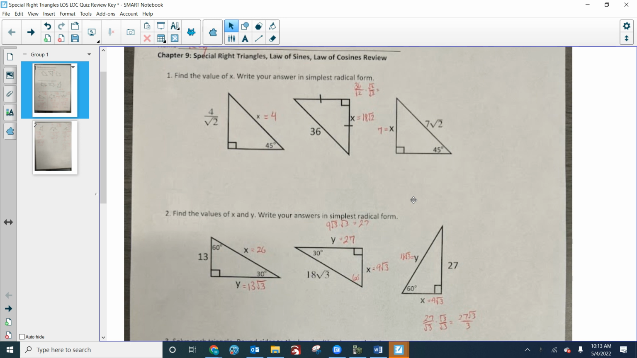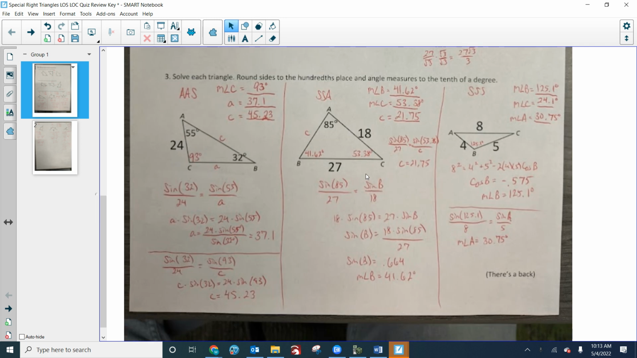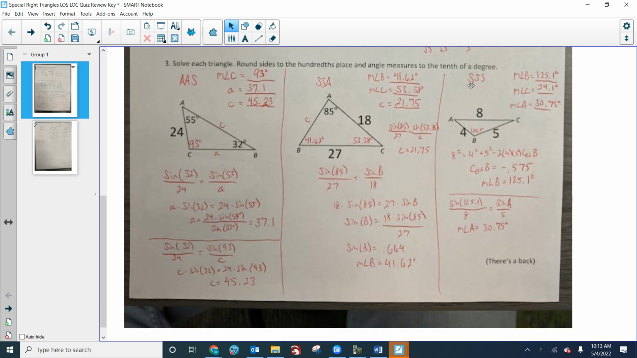Yes. Questions on 1 or 2? All right. I tried to underline the answers here. I'll go through it quickly.